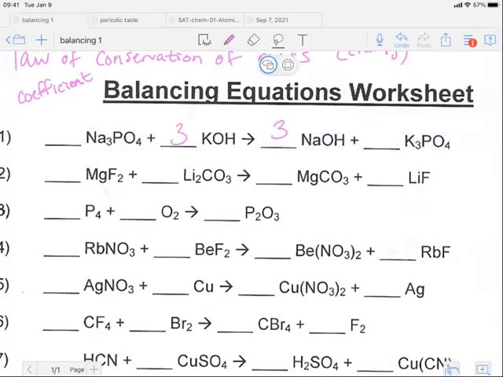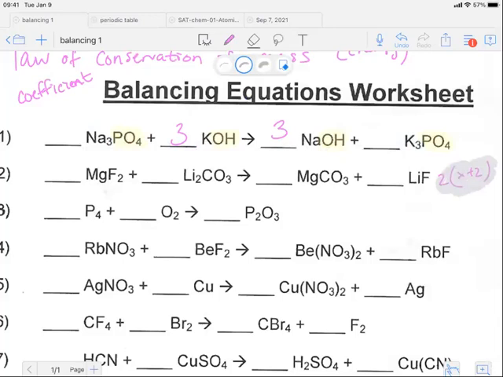If you don't want to bother going element by element, it's perfectly okay to balance PO4 by itself, OH by itself. But the coefficient in front acts just like in math. If you have an x plus 2 and in front of that you have a 2, the 2 counts for everything inside.